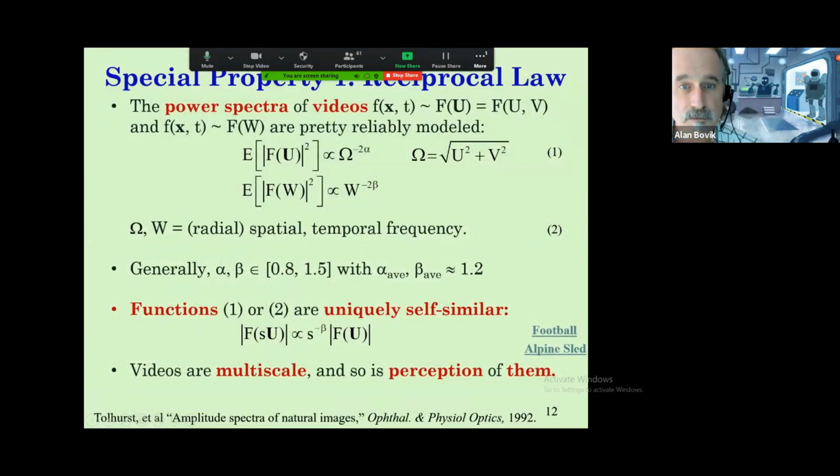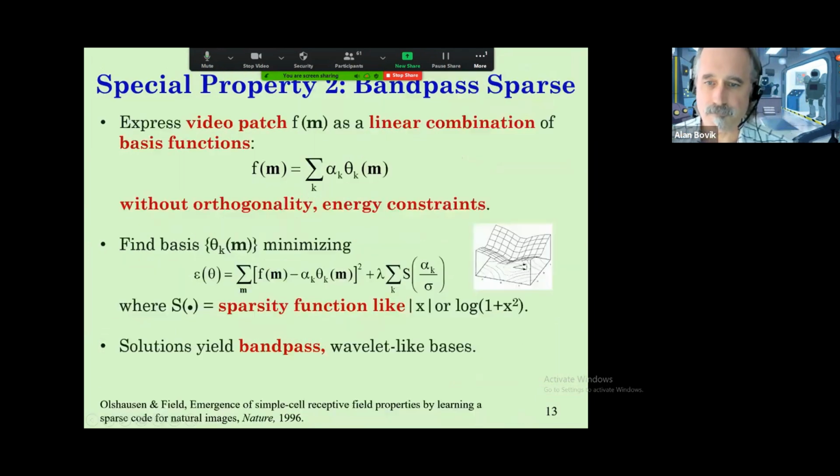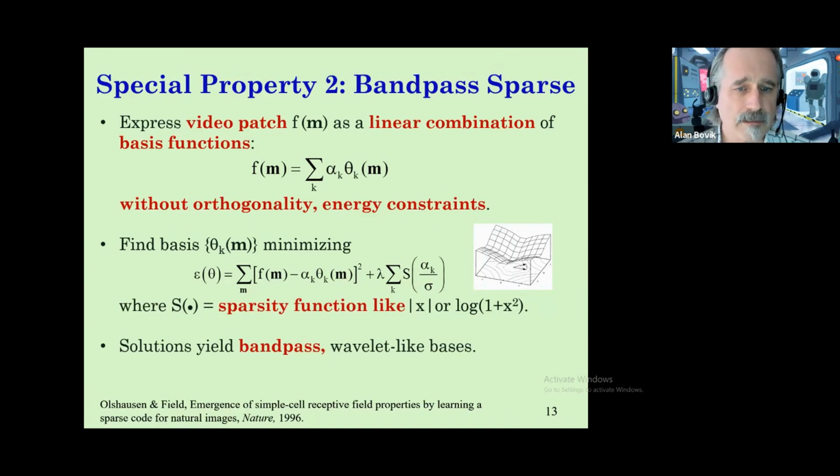We don't actually use this model in the picture quality and video quality models I'm going to talk about, but it does motivate multi-scale. And it brings us to the next property, the sparsity property of pictures and videos. This was first revealed back in the 90s by a couple of vision scientists, Bruno Olshausen and David Field. They looked at things like Fourier transforms and principal components of pictures or video frames, and they wondered, what if we started to relax some of these constraints?